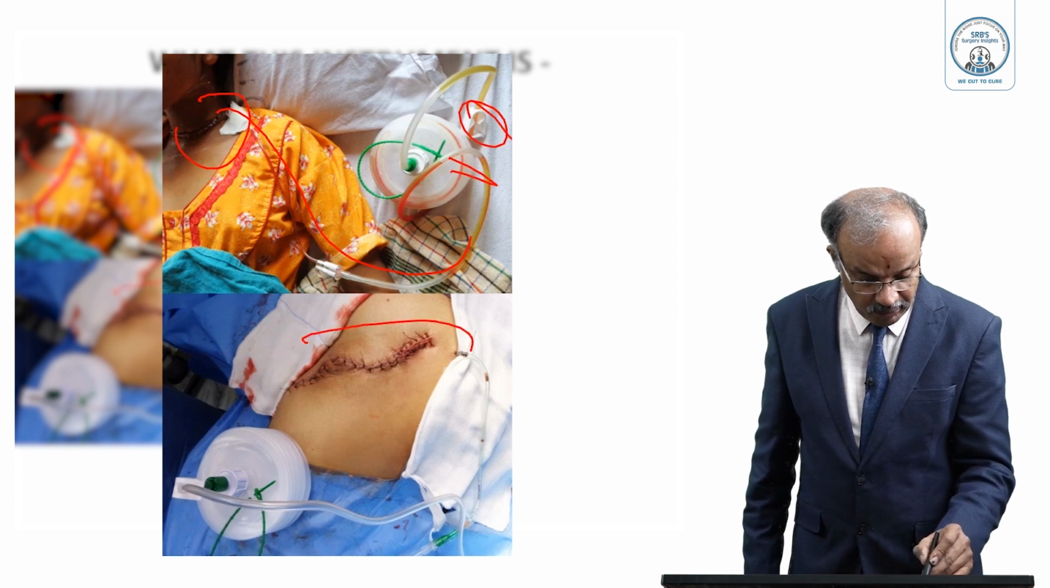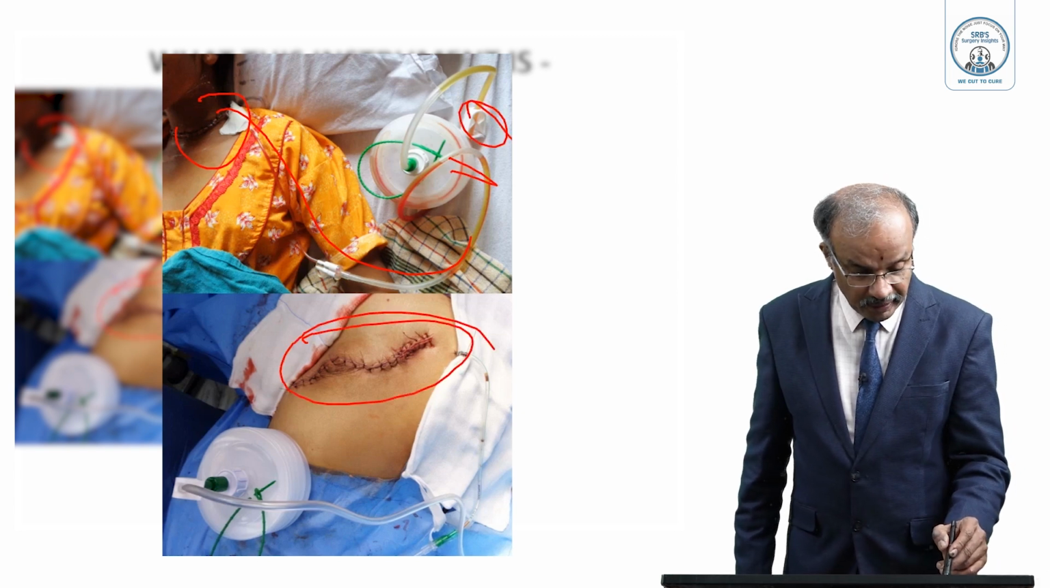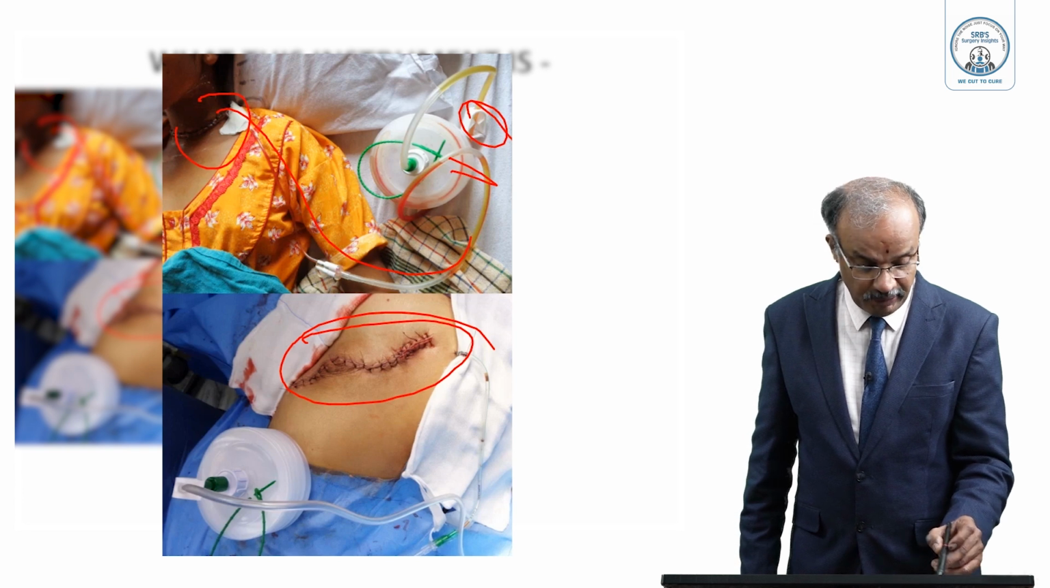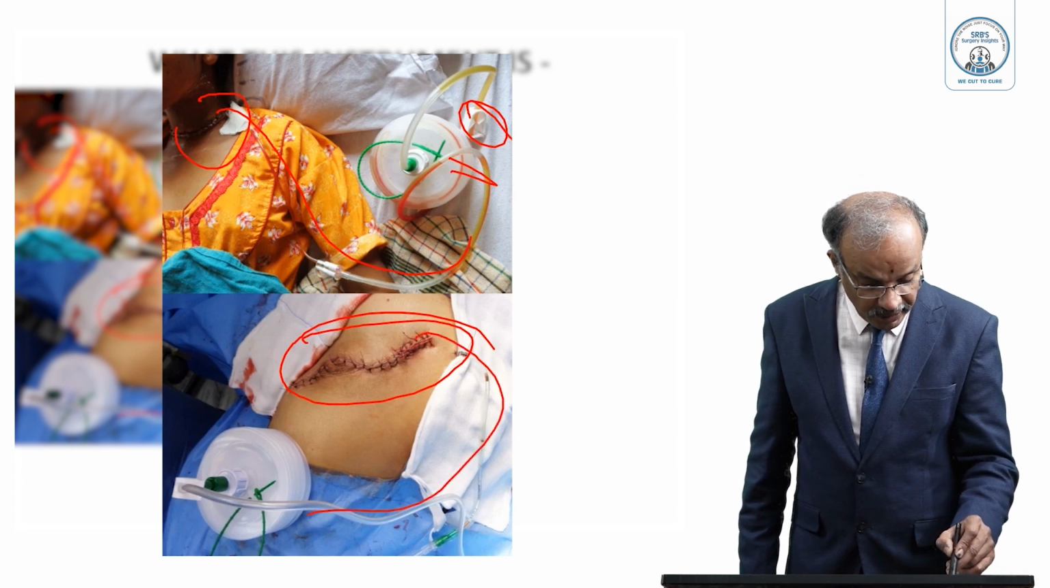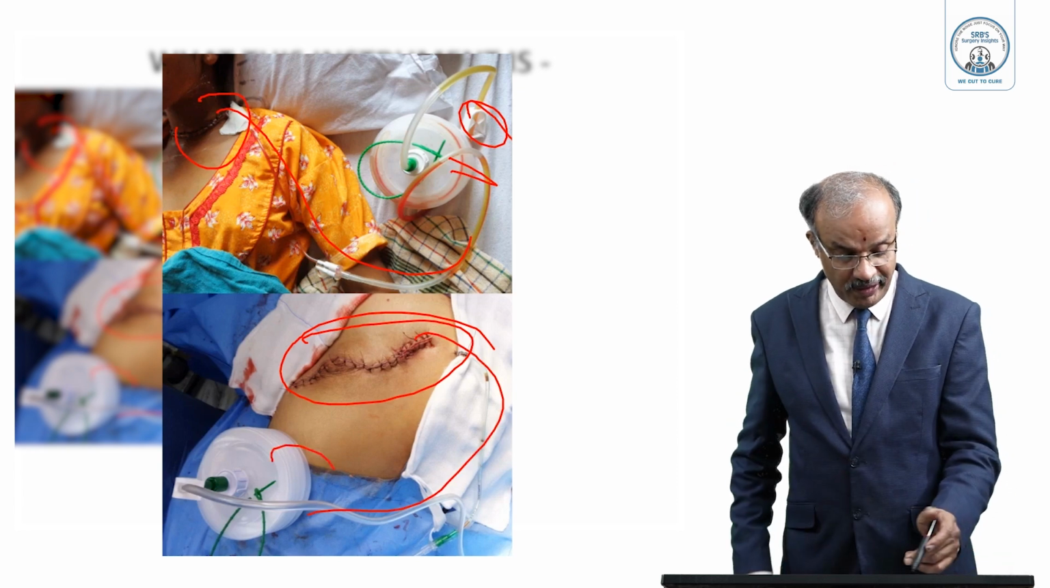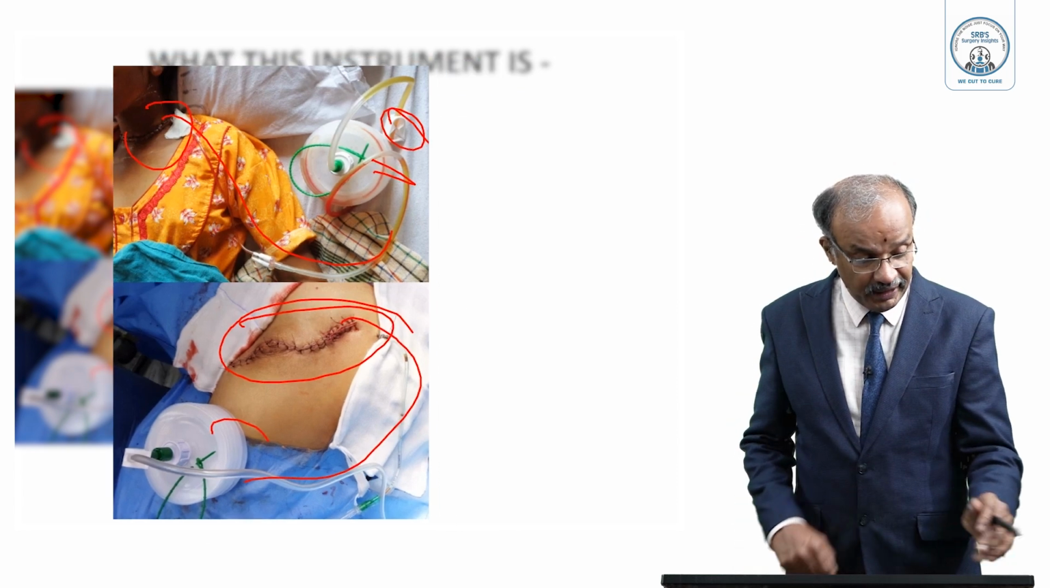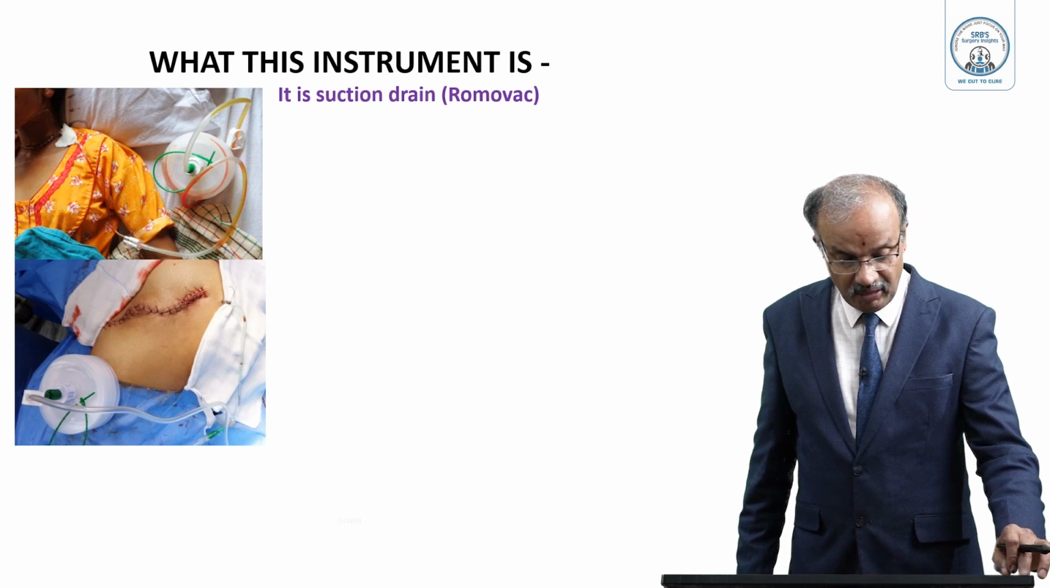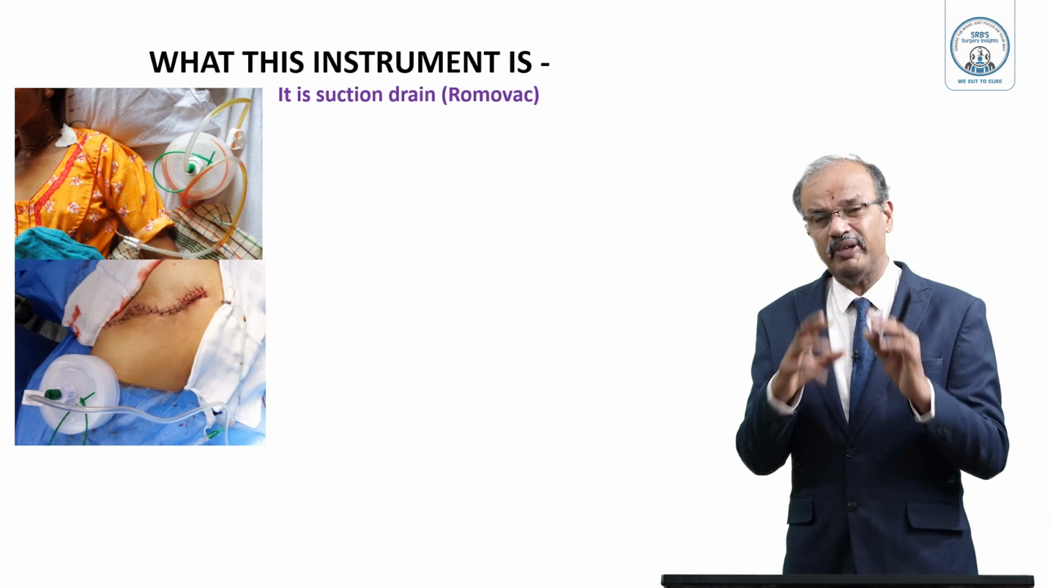Same thing here, probably a mastectomy is done. Modified radical mastectomy, MRM. Again the tube comes here, and by pressing, suction is created. This is the Romavac or Redivac drain. So this is a suction drain. Look at this, this is a suction drain. Romavac or Redivac suction is very typical and very commonly used.